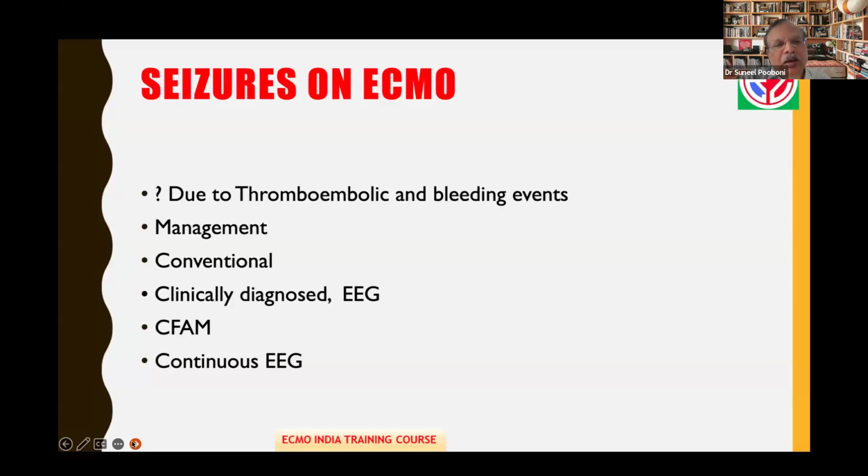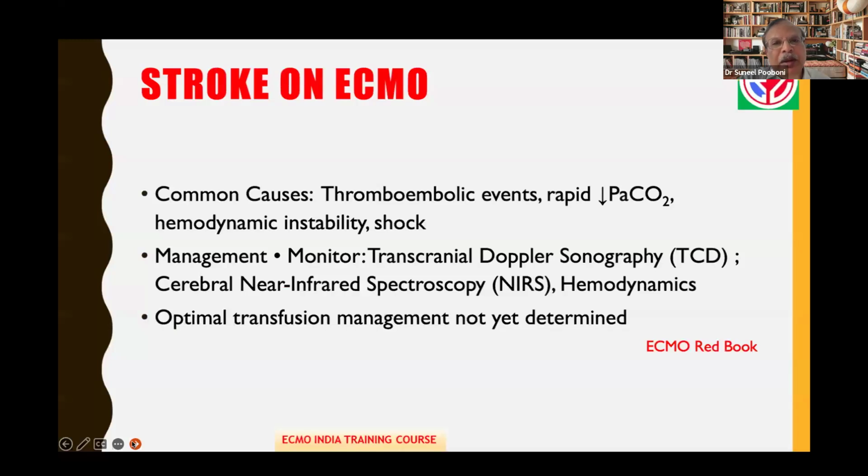CFAM, continuous EEG, or EEG for 1 or 2 hours, both would be useful too. Stroke and ECMO can happen as a result of microembolic events or rapid reduction in the PaCO2. Please don't do that. Gradual reduction in the PaCO2 is advised because rapid reduction leads to cerebral vasoconstriction, and that would be disastrous.